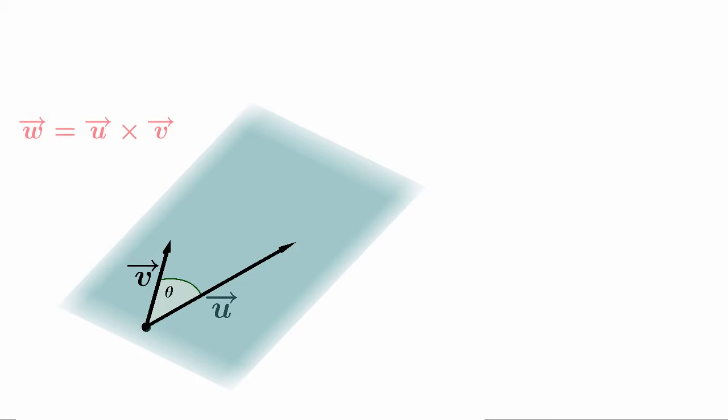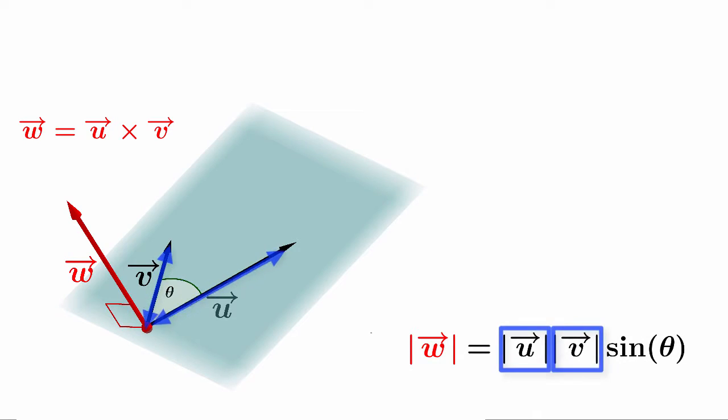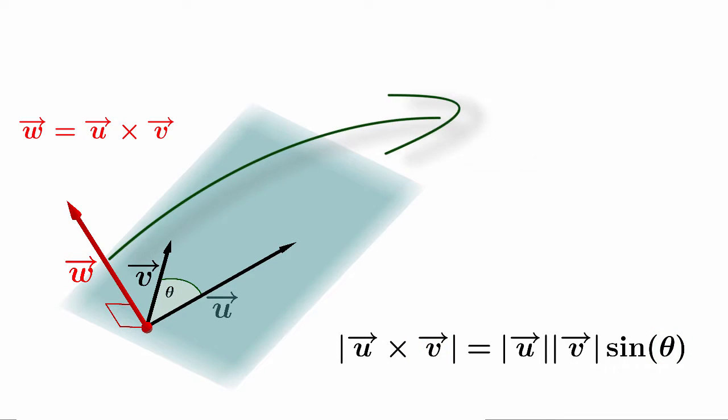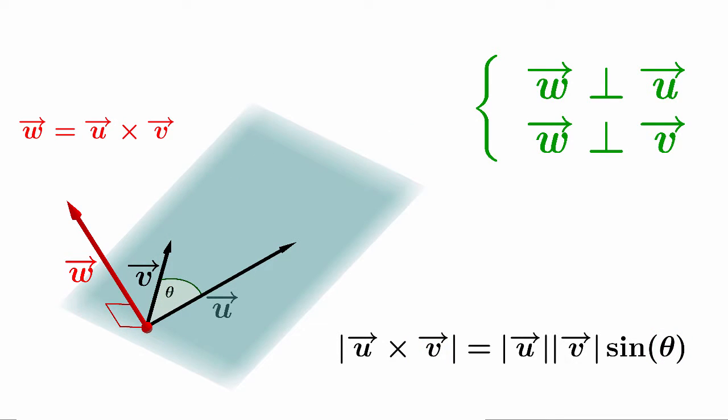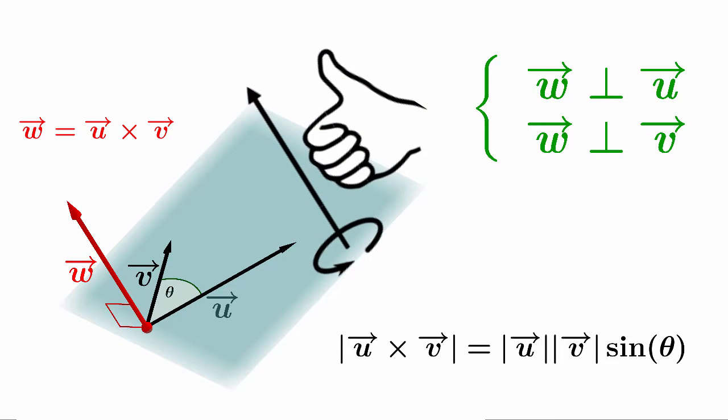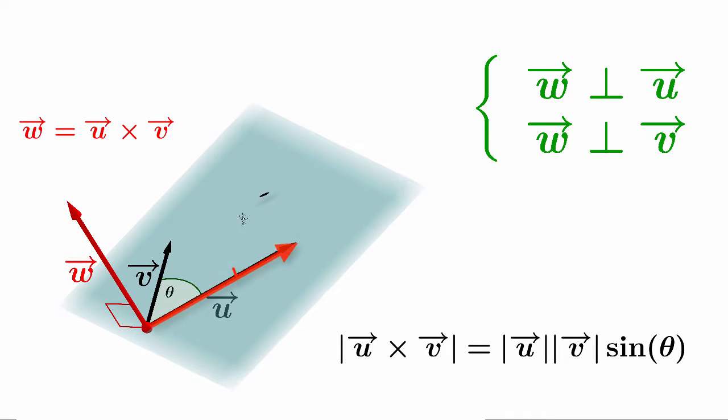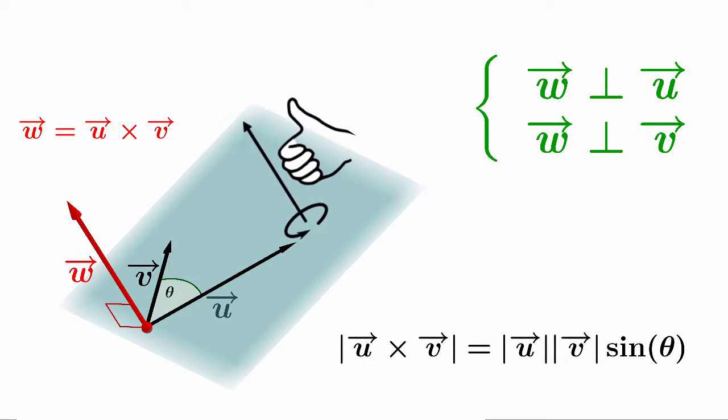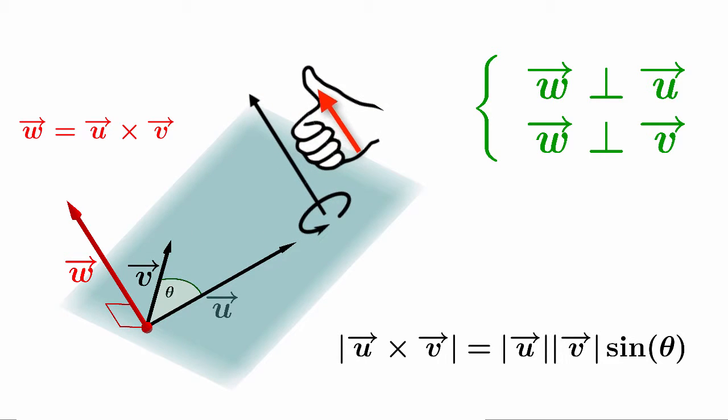The cross product u cross v is a vector. Let's call it w. This vector has magnitude equal to the product of the magnitude of the vectors u and v times the sine of the angle between them. Vector w is orthogonal to both u and v and pointing to the direction determined by the right-hand rule. Here the cross product starts with vector u, so if we curve our right hand's four fingers from u to v, the right-hand rule says that our thumb points the direction of the cross product u cross v.